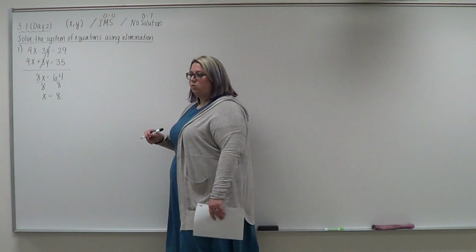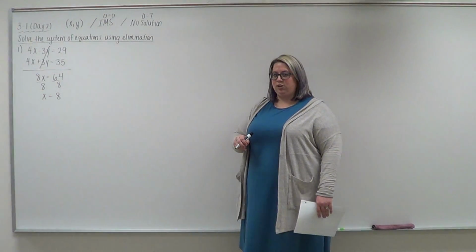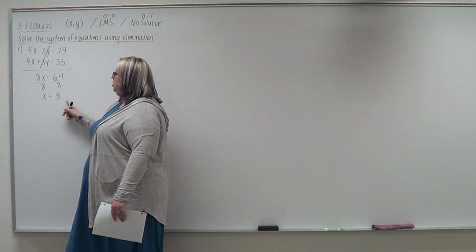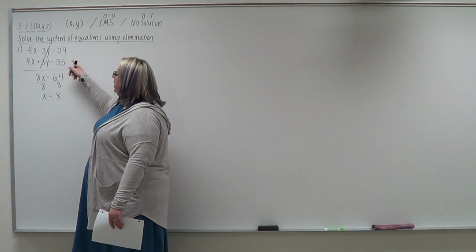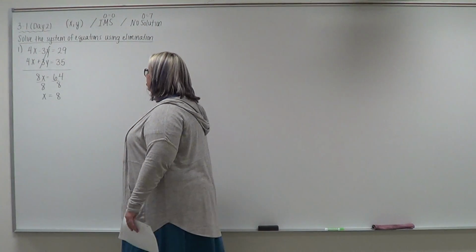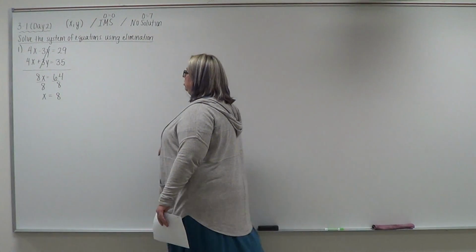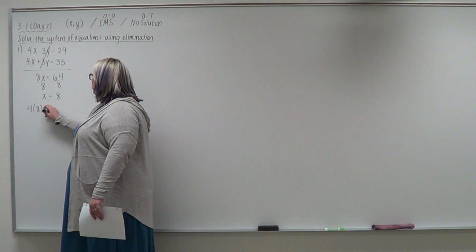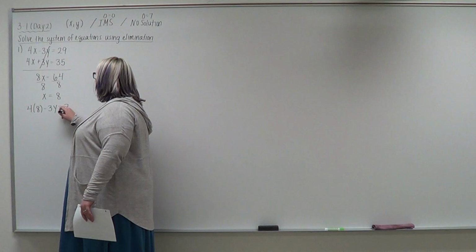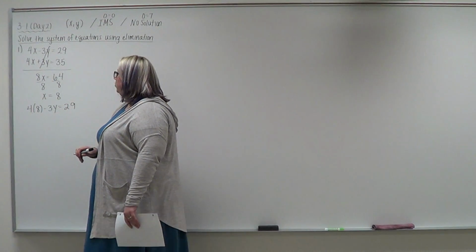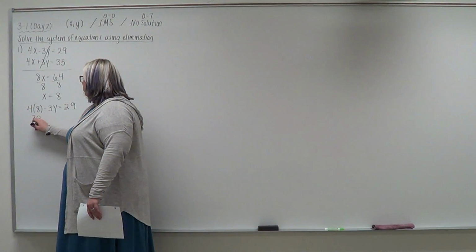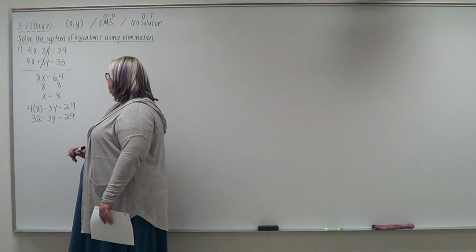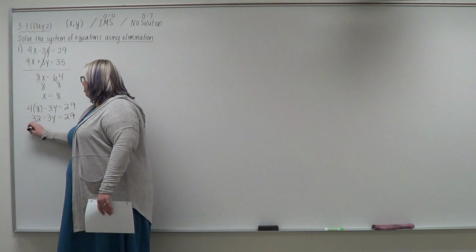Okay, just like with yesterday we talked about substitution, you're not done until you get a point. So what I have to do, take my answer, just like yesterday, you can plug it into either equation. So let's just say I'm going to use the first one. So I would have 4 times 8 minus 3y equals 29. So 4 times 8, so that would be 32 minus 3y equals 29.